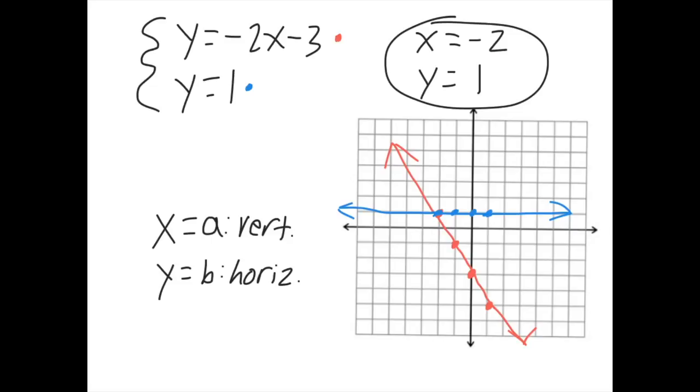So just remember, if you get something that says just y equals or just x equals, x is a vertical line at that number, so it goes straight up and down. Y is a horizontal line at that number, so it goes straight across.